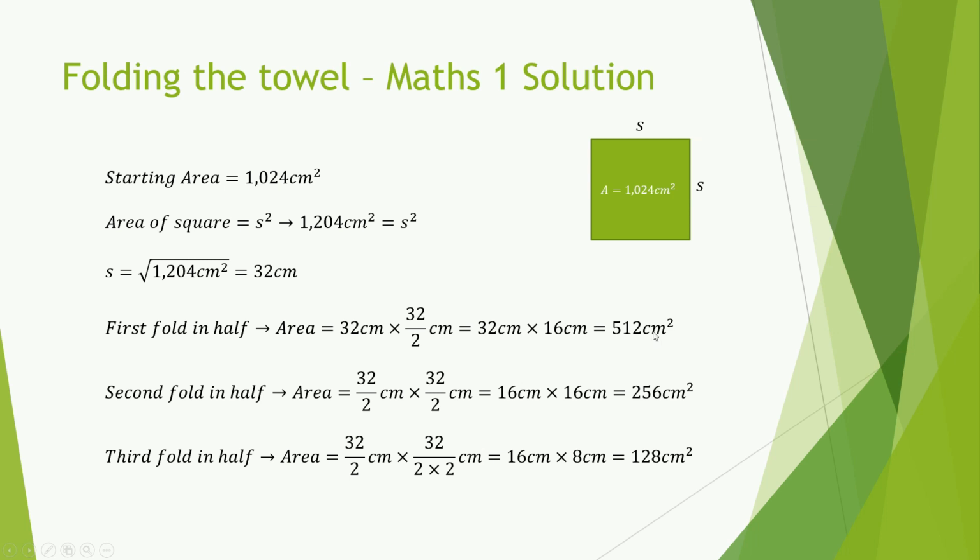I fold it in half again, and I'm folding on the long side. So I halve the long side, it now becomes 16 by 16. That's an area of 256. I then halve either way because it's now another square, so I halve one of them. It becomes 16 by 8, which is an area of 128. So that's the mathematical solution. That's what we expect. What I want to get across to you here is that what you're looking at is the mathematical symbolic representation of the process of folding a square towel 3 times.